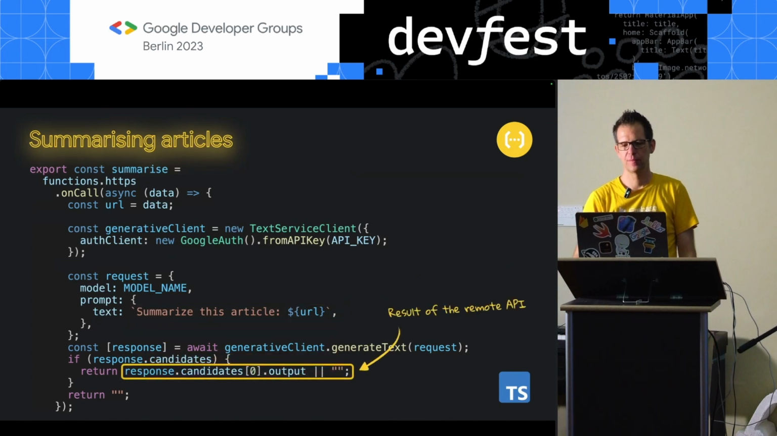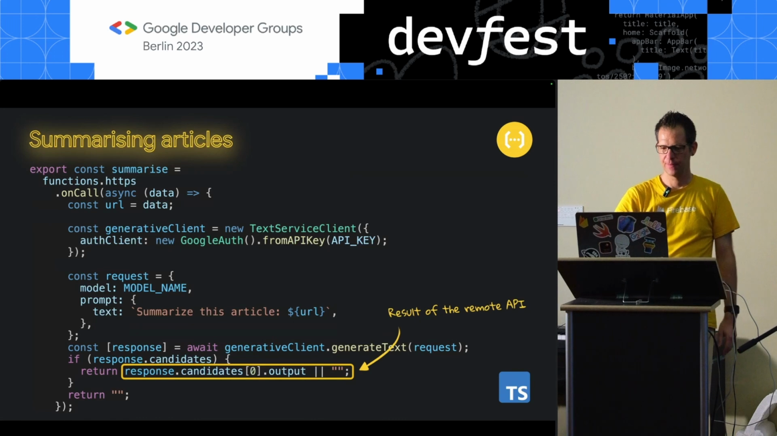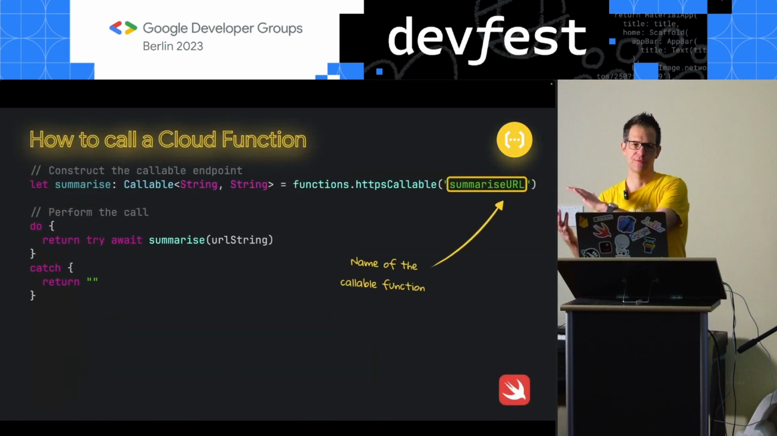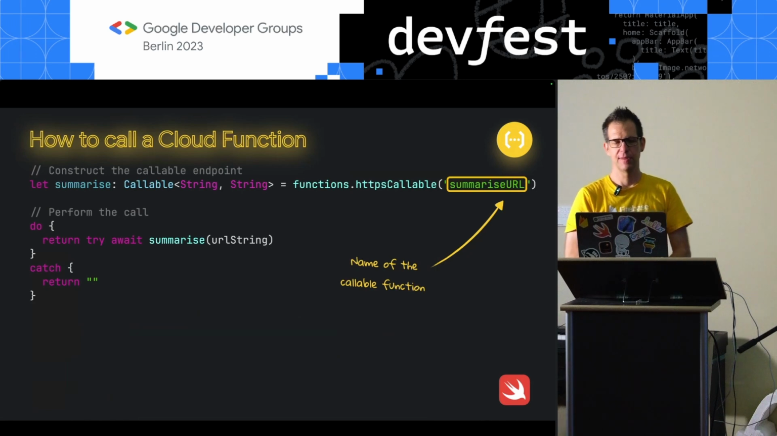Okay, so now we get data back from the LLM. We parse that result and send it back to the client. So how can we call a Cloud function from the client? Here is how you do that in Swift.